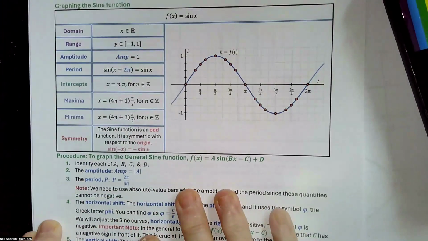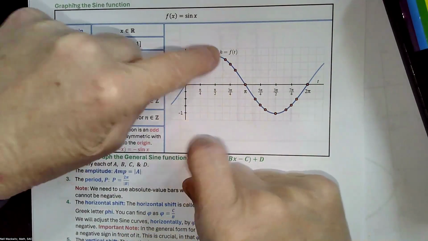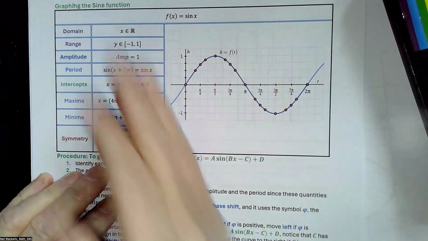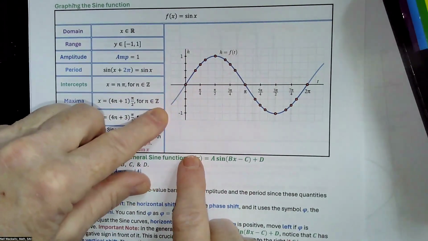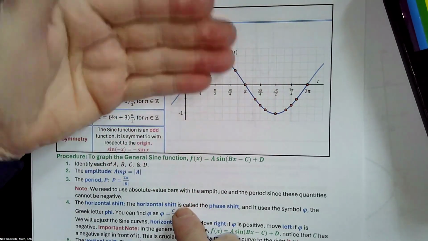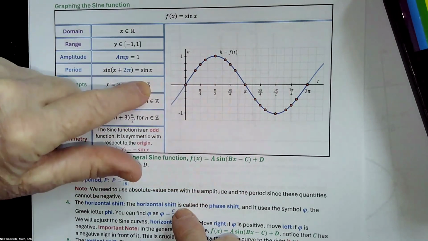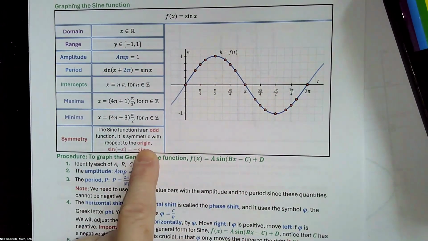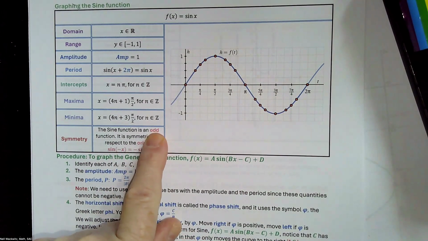The sine is odd, and you can see that here in this small graph. In order to make the graph match, we would have to fold along the y-axis and then fold again along the x-axis. So anytime you twice fold to make it match, it's going to have symmetry with respect to the origin. That is the definition of odd.